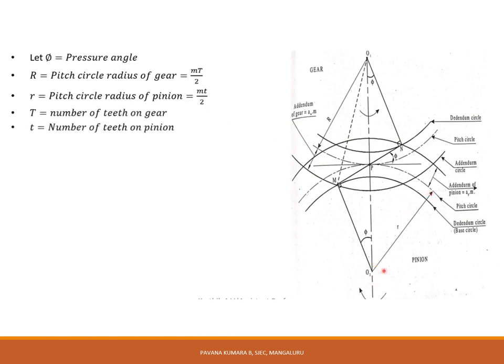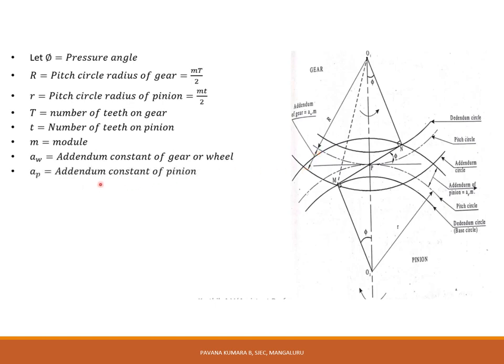Next, capital T is nothing but the number of teeth on the gear. Small t is nothing but the number of teeth on the pinion. M is the module. AW is nothing but the addendum constant of the gear or wheel. So AW into M is the gap between the pitch circle and the addendum circle. That is the difference.